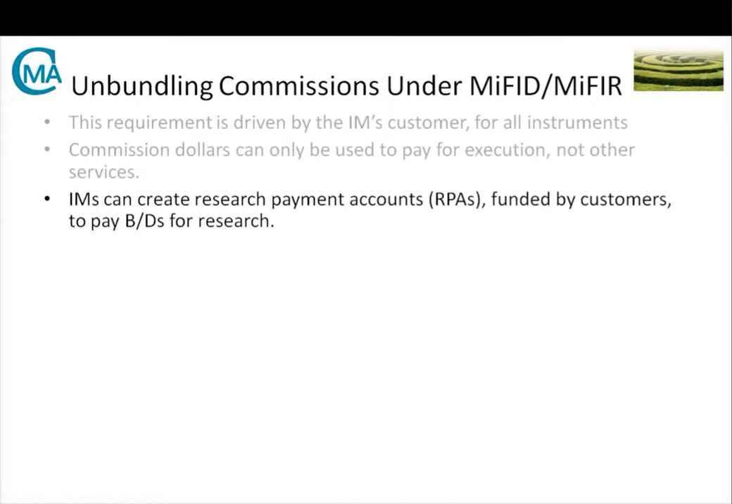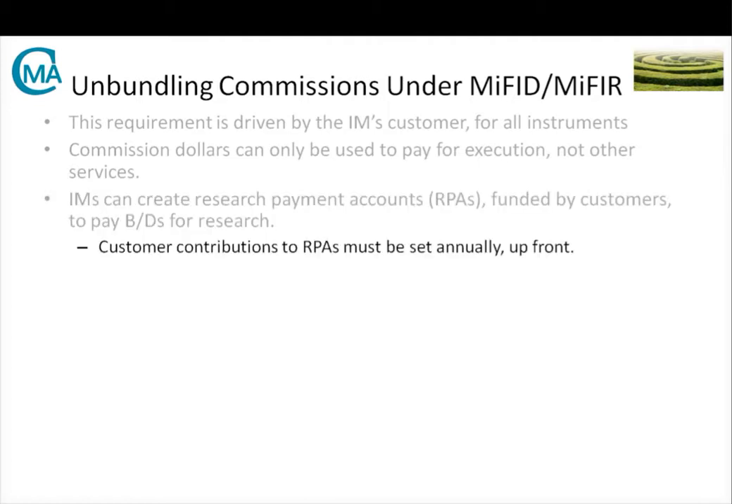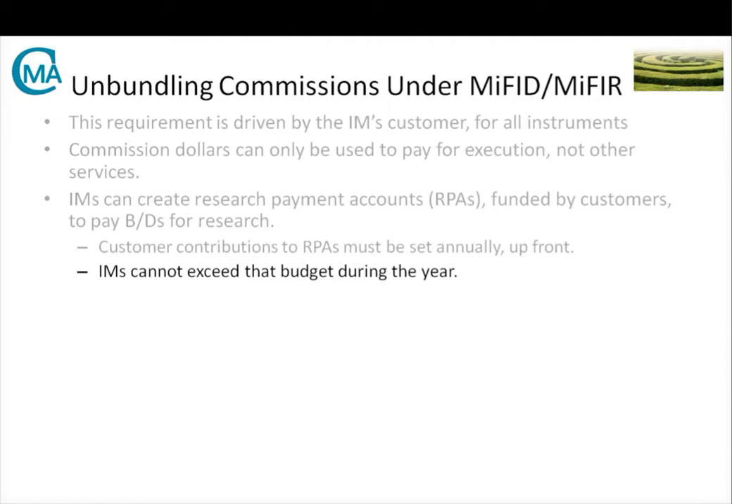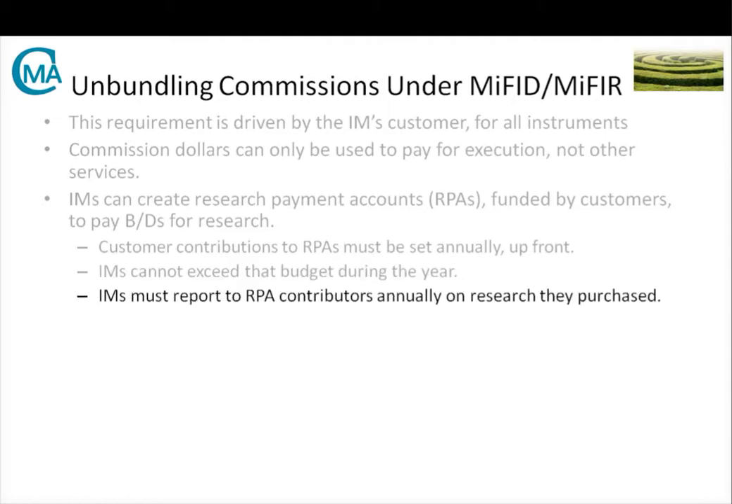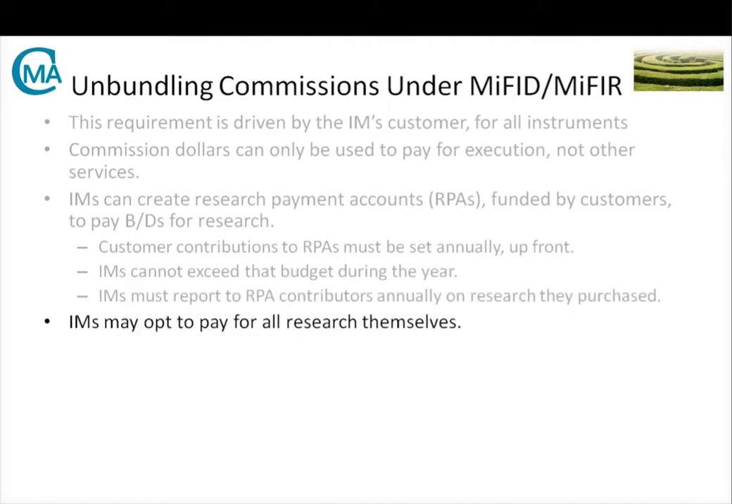If you currently have commissions that are partly to pay for execution and partly for research, you have to now, if you want to continue that, create a research payment account, which customers will fund, and you use that. You have to set the contribution level annually up front. You can't exceed that budget during the year. You have to report to these customers what they purchased with their dollars. The alternative is for investment managers to opt to pay for research for themselves.